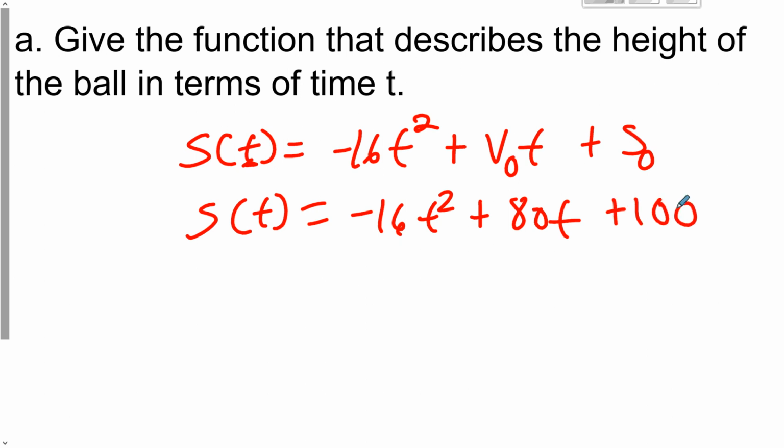So there's A done. That's our equation. That's what it's basically asking for here. What's the function? This is our function in terms of t. Now we can use this to solve B, C, and D.